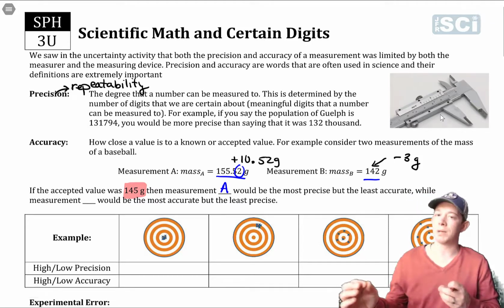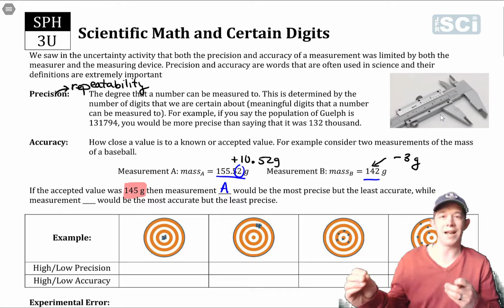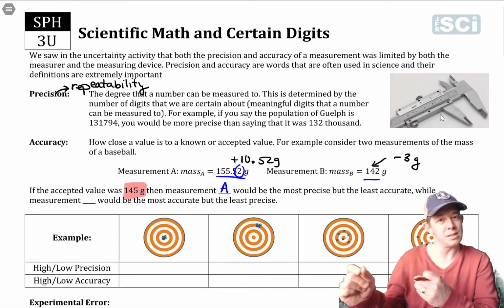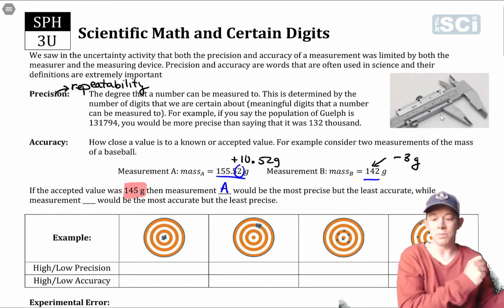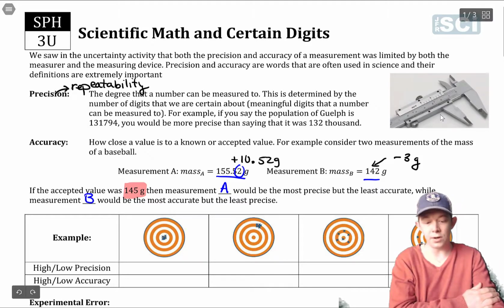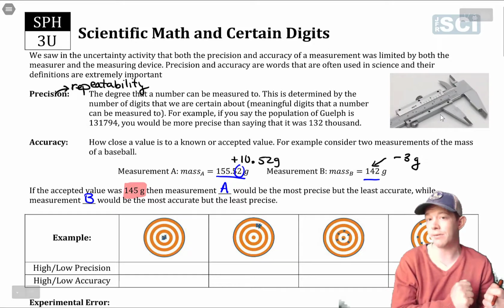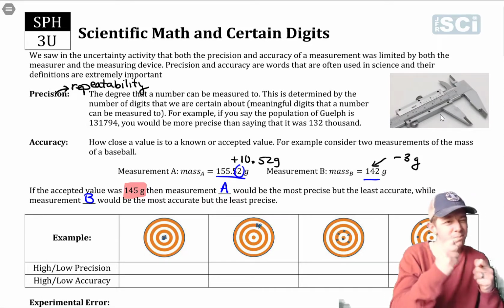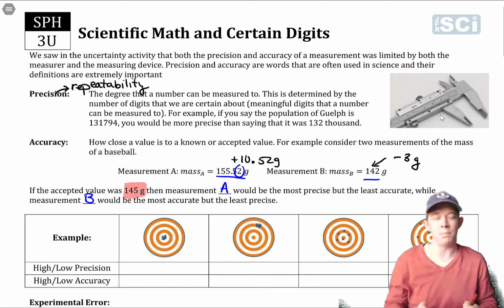It had more decimal places. I was more certain on that measurement because I was able to report 2 decimal places. Whereas measurement B is more accurate. It's closer to that accepted value, but it's less precise. It means that I wasn't as certain about the measurement that I came up with.